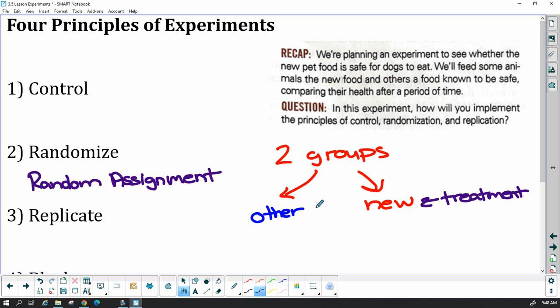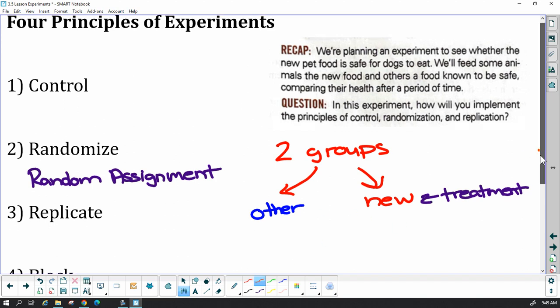Replication comes in when I can repeat the experiment. In particular, replication in this scenario would be having multiple animals in each treatment group. We would probably like about the same number. And so replication is being able to do this with multiple participants. And then we might want to repeat the entire experiment again. But in general, replication comes with being able to have multiple participants in our treatment groups.